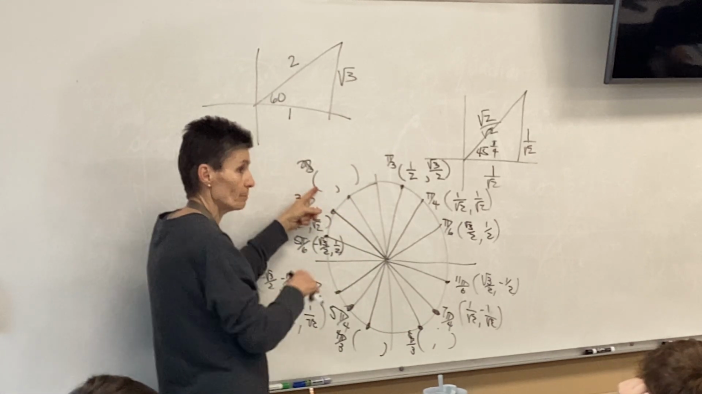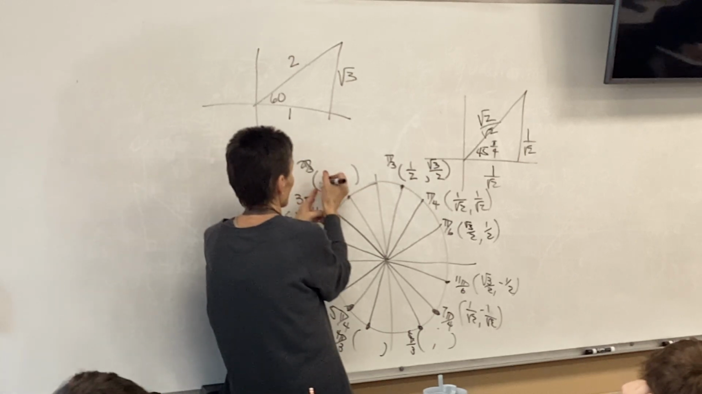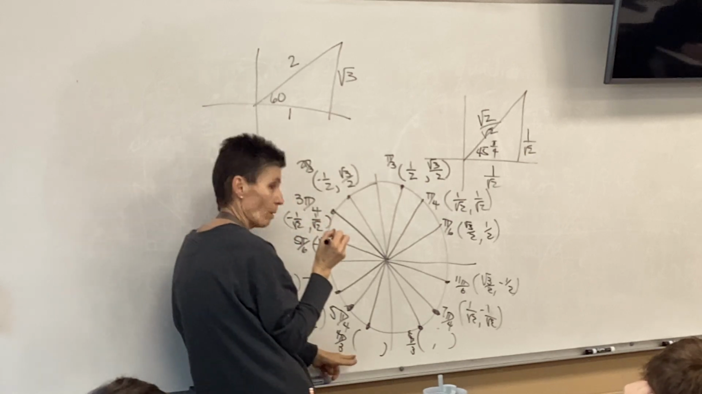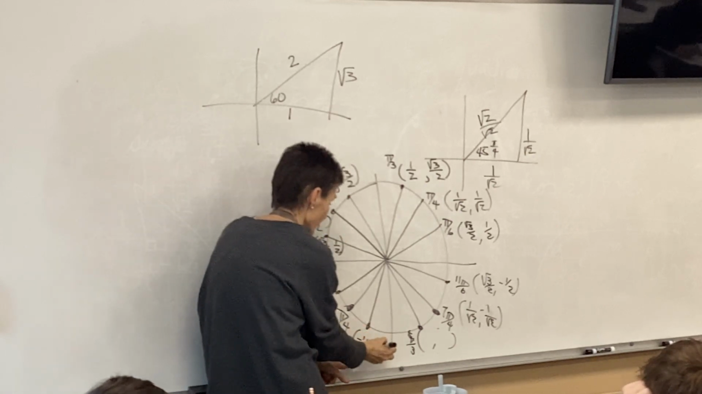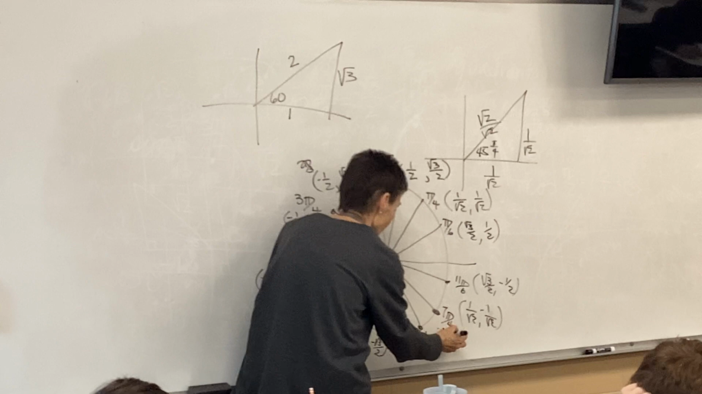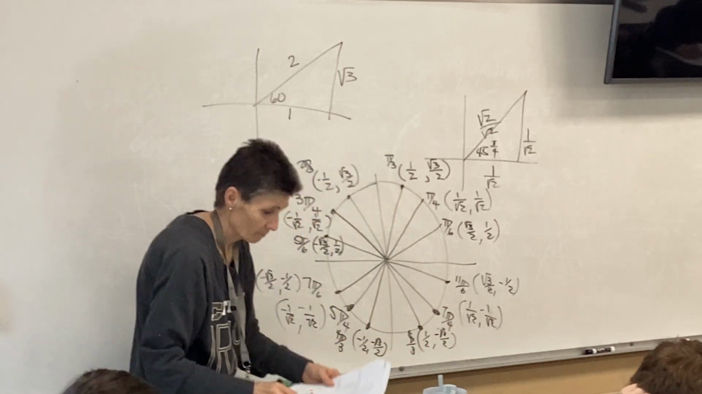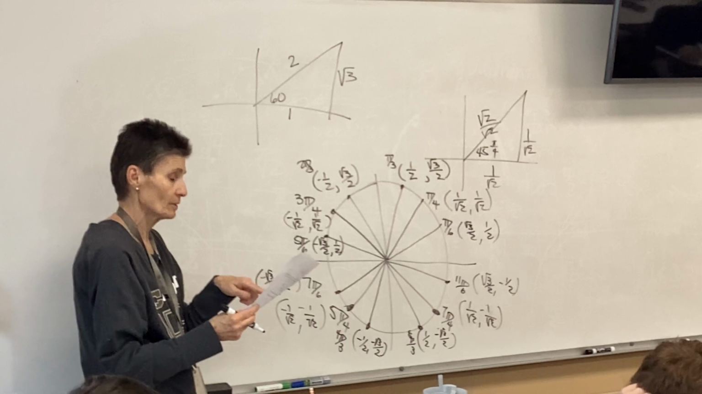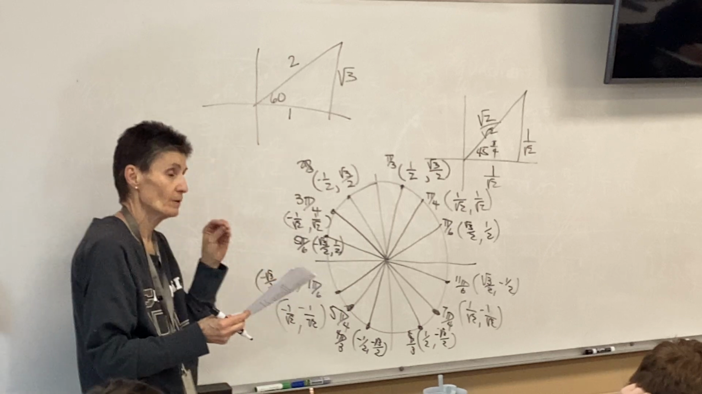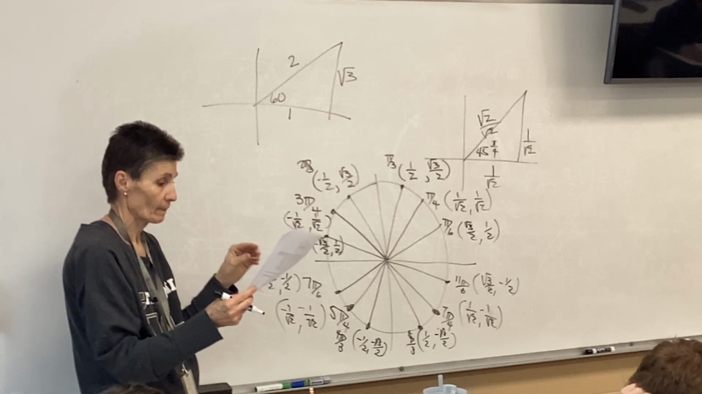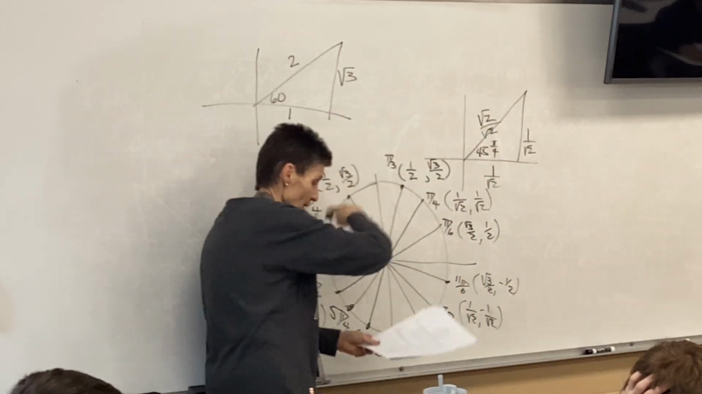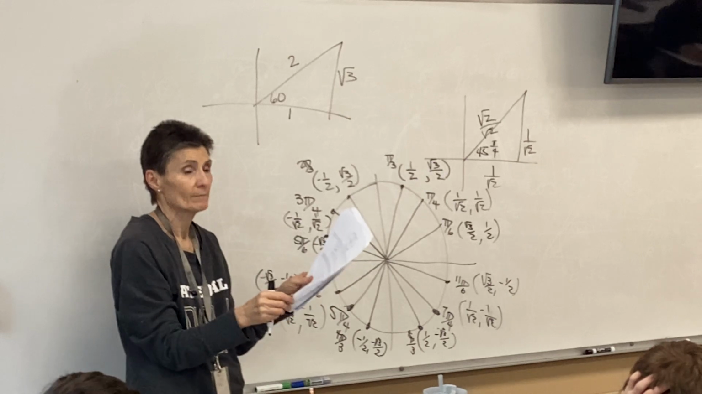So 2 pi over 3 would be negative 1/2, positive root 3 over 2. 4 pi over 3, negative, negative. And 5 pi over 3, positive, negative. So you just filled in that chart in example 6. I did it on the circle, but you filled in the chart. He has drawn this entire picture at the bottom of page 14.